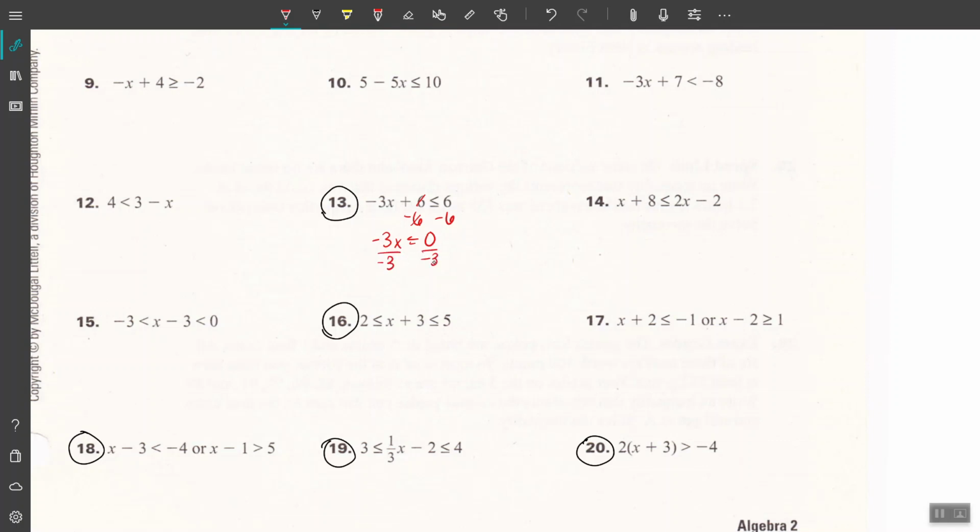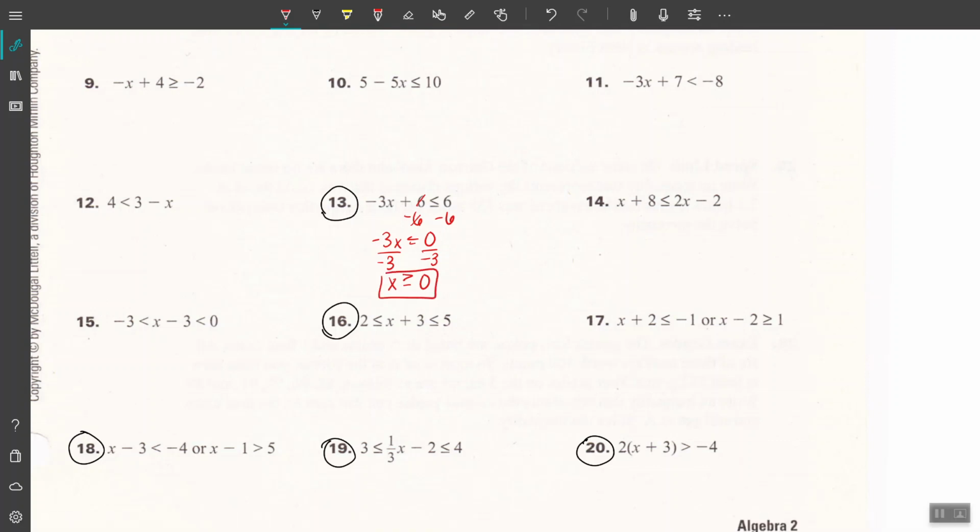This is where things change. If you have to divide through or multiply through by a negative number, once you have done that, you have to switch the inequality to the opposite of whatever it was. So in this case, it was -3x plus 6 is less than or equal to 6. Now, on our final answer, it's going to be x is greater than or equal to 0.